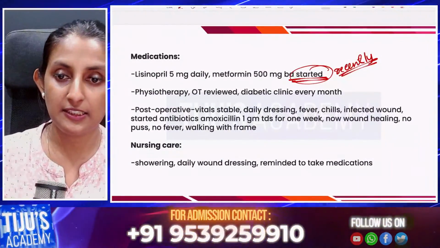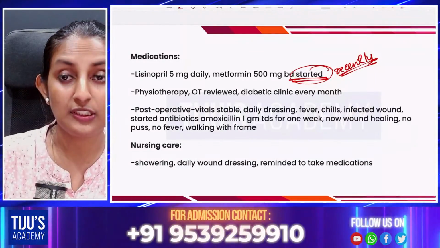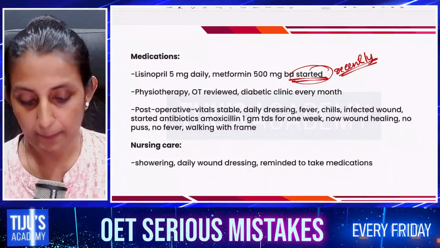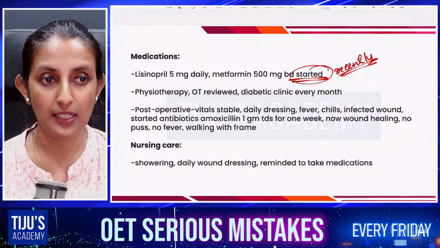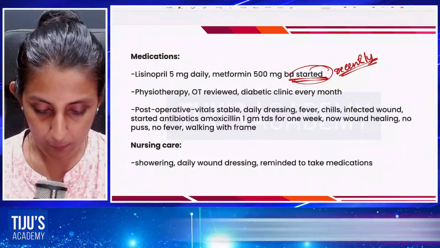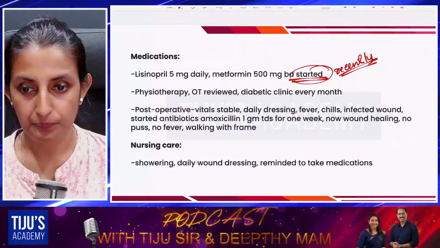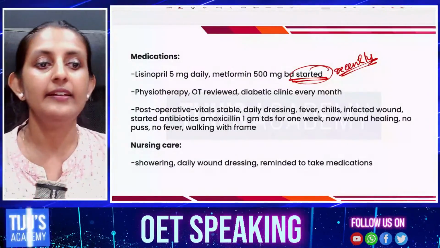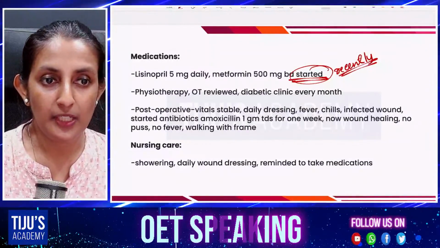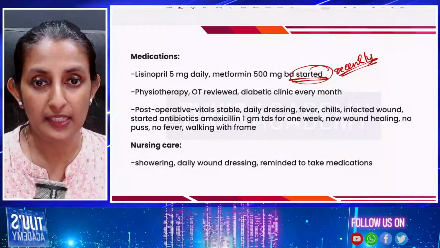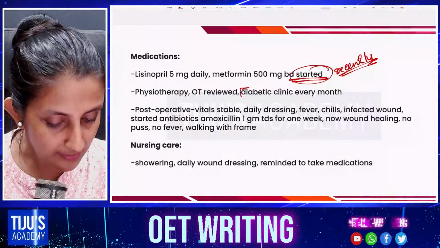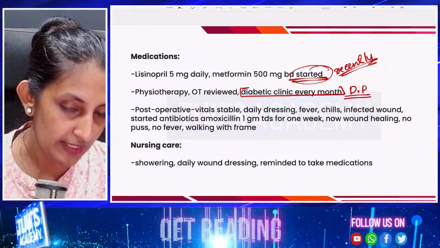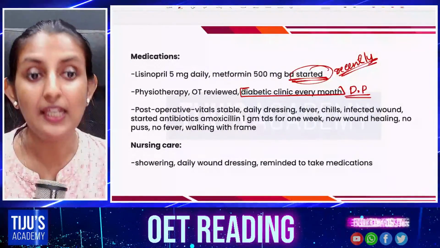Otherwise, they would have said since 4 years, for the last 4 years, or since 1993. Physiotherapy, OT reviewed, diabetic clinic every month. So physiotherapy was there, OT reviewed, which means he was already reviewed by the OT, that is occupational therapist, and diabetic clinic every month. He needs to go to the diabetic clinic every month. So this is something that we can keep for the discharge plan.